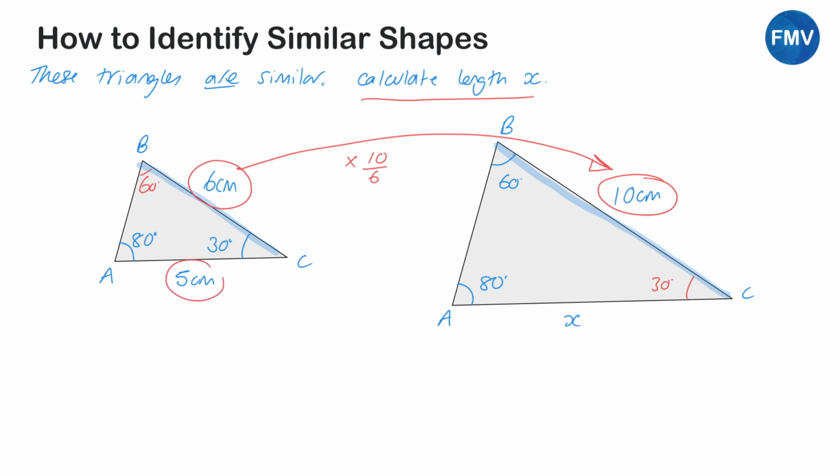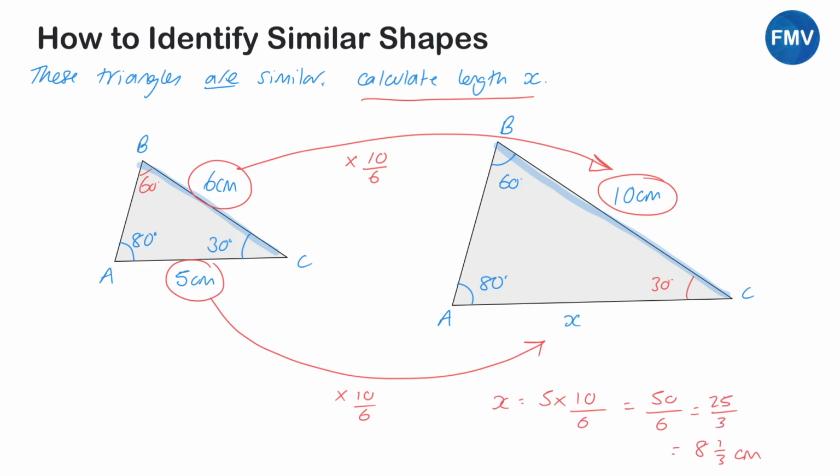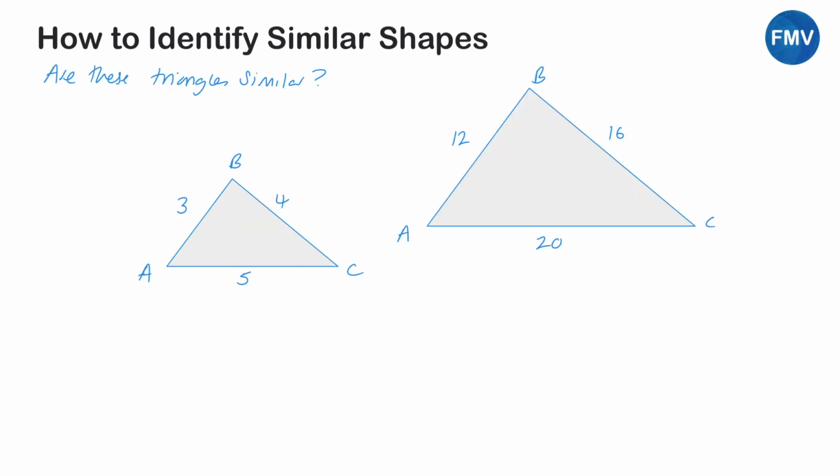Therefore, we apply the same scale factor here to find x. We are multiplying by 10 over 6. So in this case, x is equal to 5 multiplied by 10 over 6, which is 50 over 6, which is 25 over 3. And that can just be shown as 8 and a third. The units are centimeters.